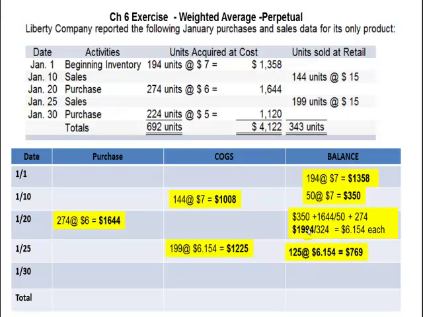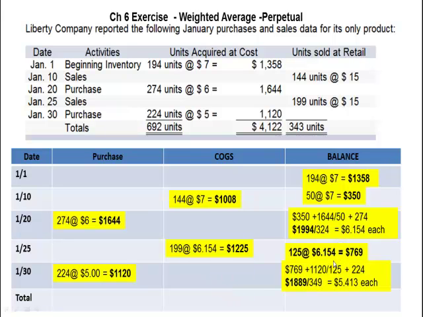Now, on January the 30th, we bought 224 more units at $5 a piece, and that was a total of $1,120. So we'll put that on the next line down under purchases. We haven't sold any units on the 30th, so we can come now across with our weighted average cost per unit on the 30th, which would be the combination of what we had before plus this additional purchase. So let's do that.